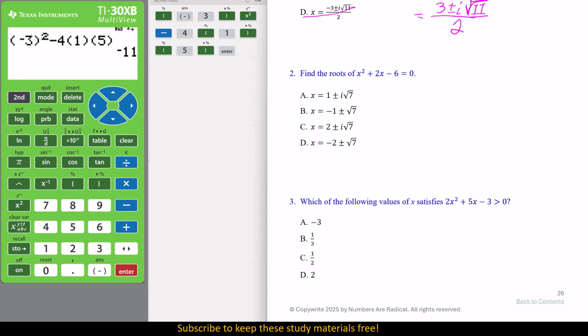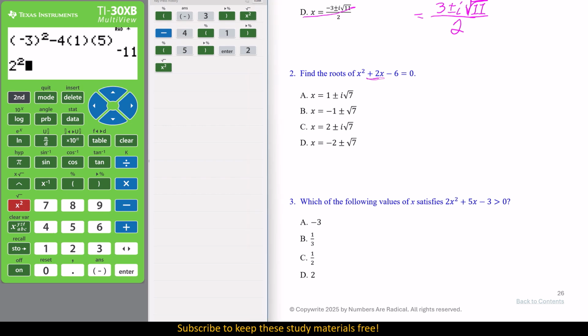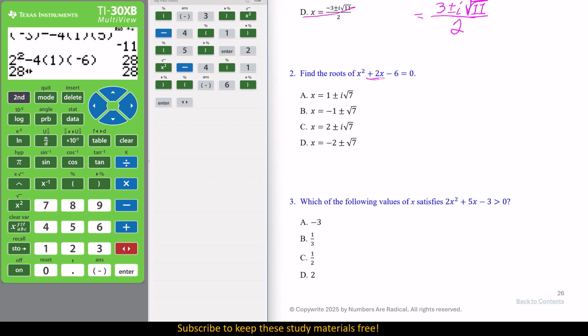Well, b is positive. That's a positive 2. So 2 squared, we don't need the parentheses. You can use them. The reason I use the parentheses is because it was a negative prior, okay? So minus the 4. Again, we have 1, but we do have a -6. So that's a negative situation. Well, that is not a negative discriminant. It's a positive discriminant.